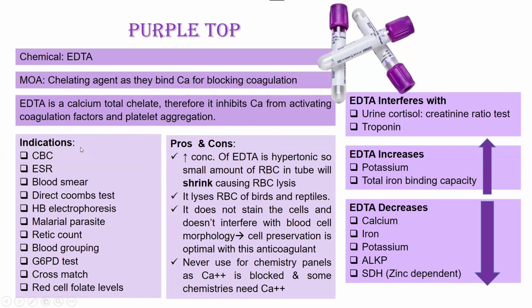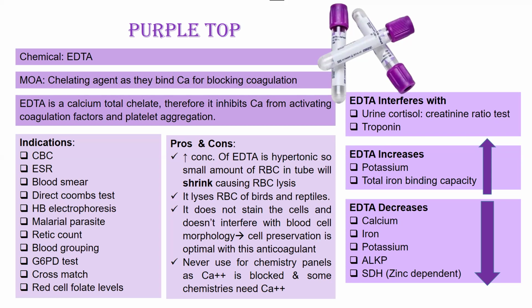Now, what are the indications for which we refer to the purple top tube? I will just name all of the tests that require each of these tubes, but I'm not going to get into the detail of these tests, because after this video we are going to start, in the next series, the biochemical chemistry panels, and there each test will be seen in detail.